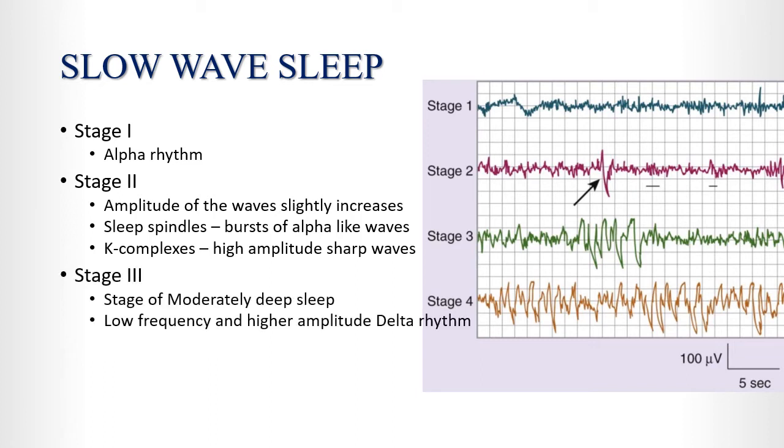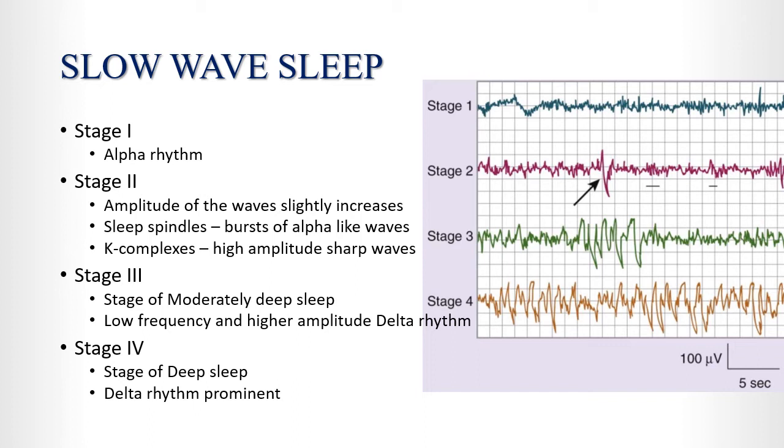Stage 3. Stage 3 is the stage of moderately deep sleep, and the EEG pattern is mostly similar to stage 2. The slight difference is that it is still low frequency and high amplitude.